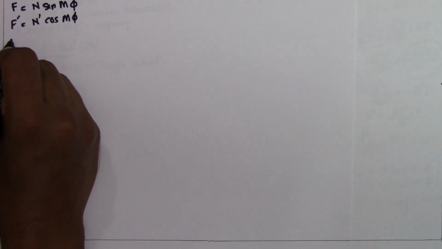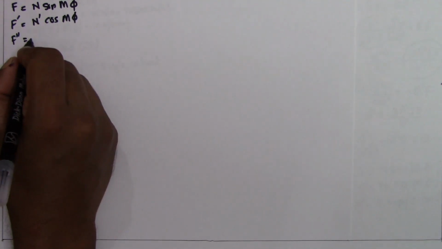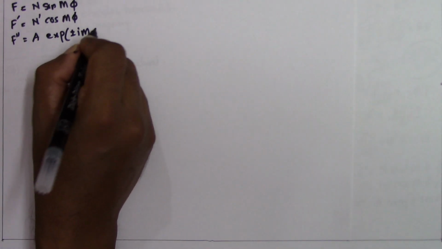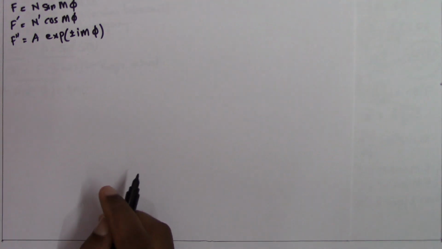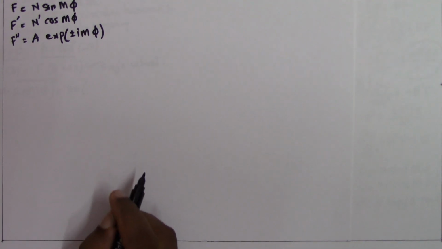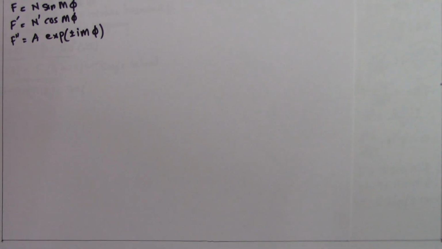So in the previous video, I had shown you the solutions of the Schrodinger wave equation for a particle in a ring. The solutions are F is equal to N sine m phi, F dash is equal to N dash cos m phi, and F double dash is equal to A exponential plus or minus i m phi. Okay, these were the solutions of the Schrodinger wave equation for the particle in a ring.